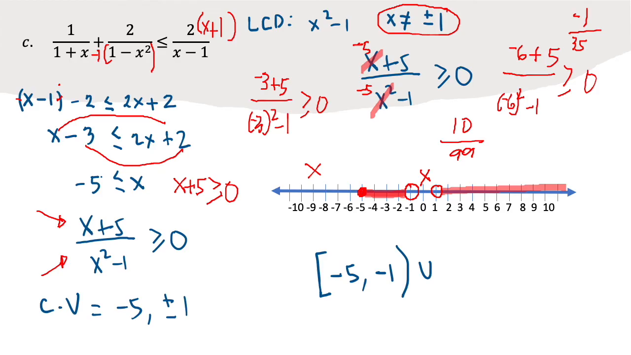So for our interval notation, we have closed interval, negative 5, since negative 5 is part of the solution, so we will use closed interval up to negative 1 and then open interval. Union with from 1, so that's open interval since it's hollow, up to positive infinity. So this is our solution for letter D.